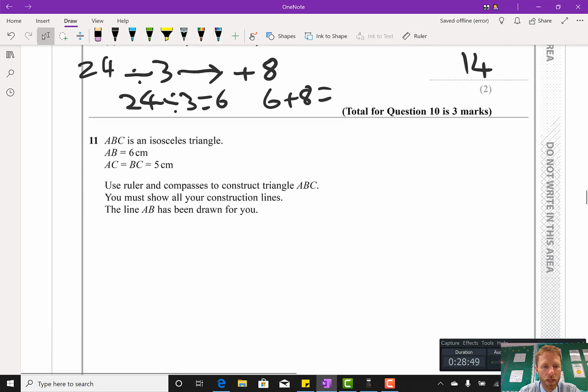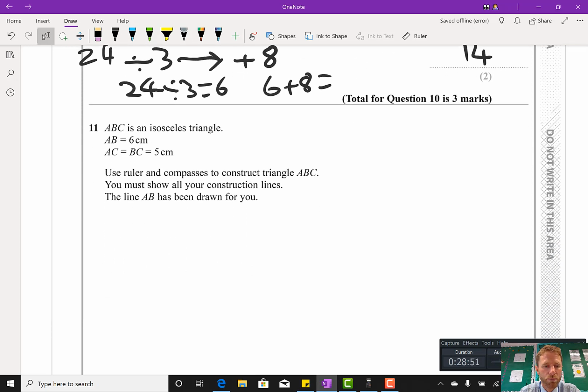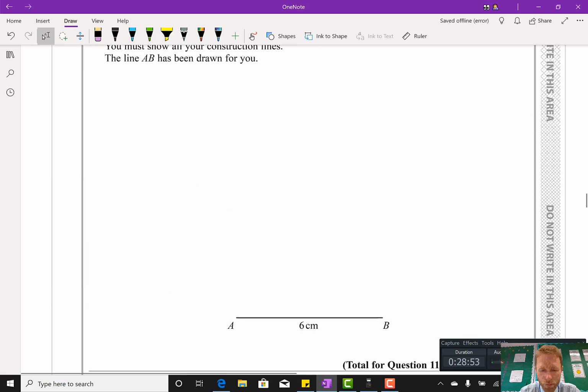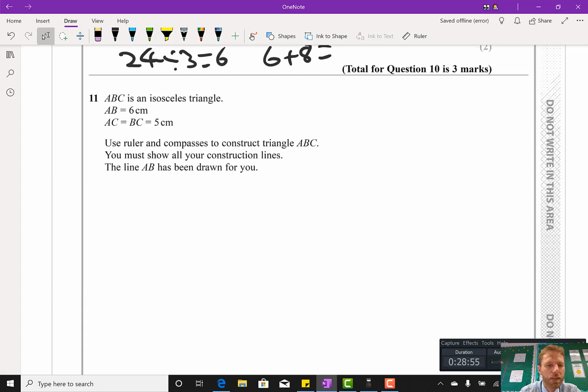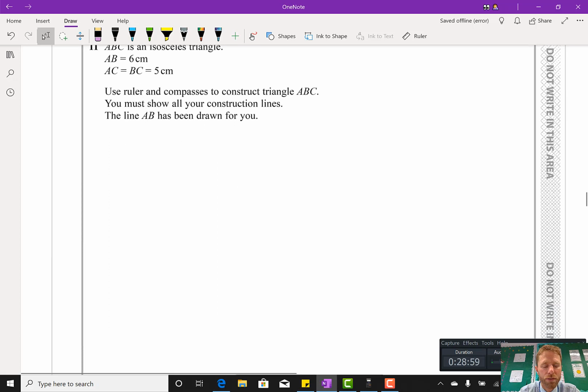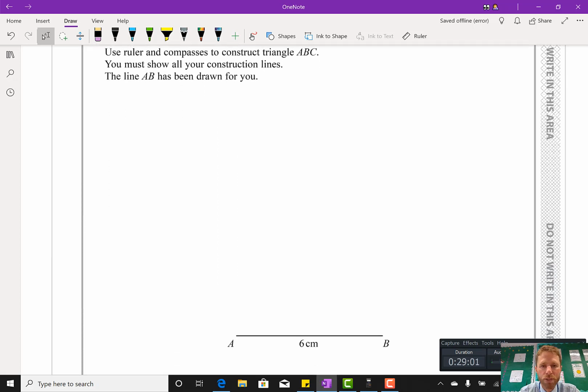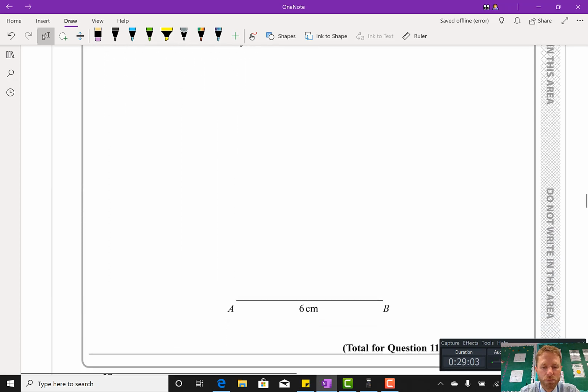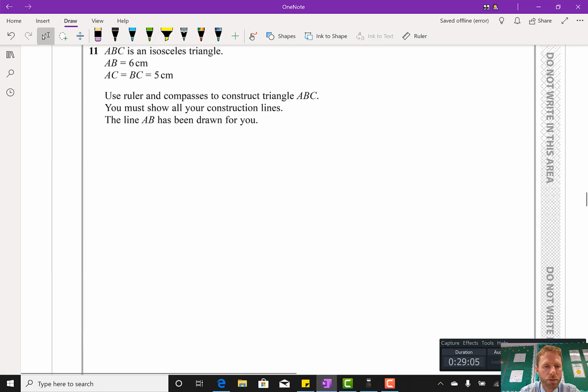ABC is an isosceles triangle. That's interesting, there isn't a triangle drawn. AB is 6 centimeters, AC equals BC equals 5 centimeters. Now at this point you might be thinking, this is difficult, how am I going to do this? I have not been given a triangle, why am I being told all this? Use ruler and compasses to construct triangle ABC. You must show all your construction lines. The line AB has been drawn for you.